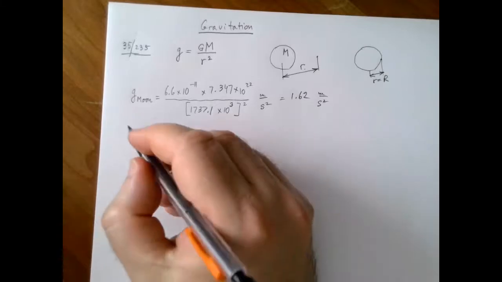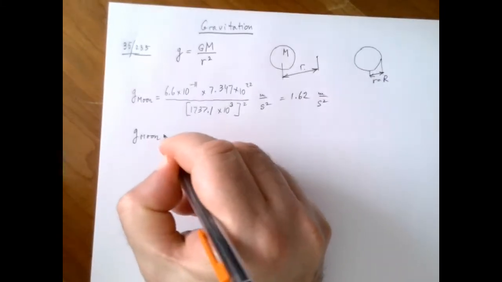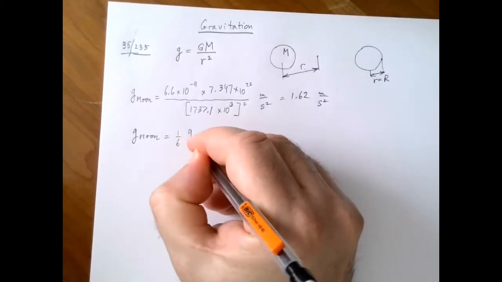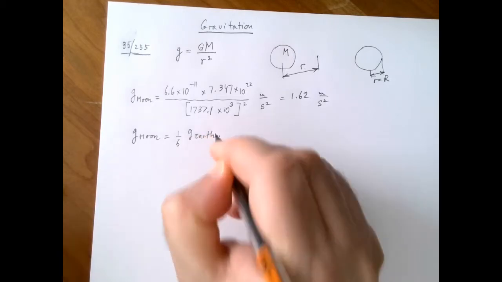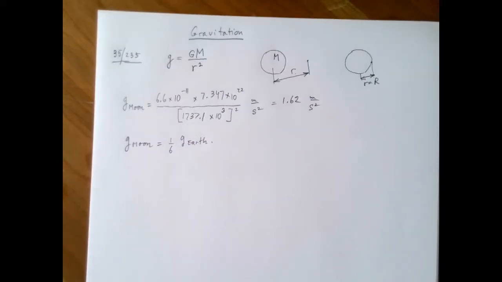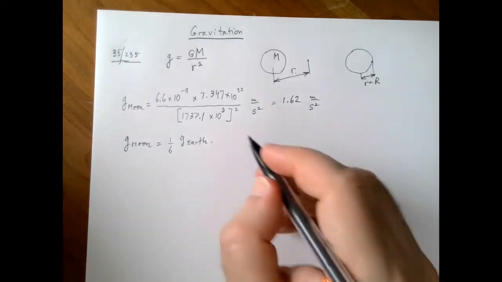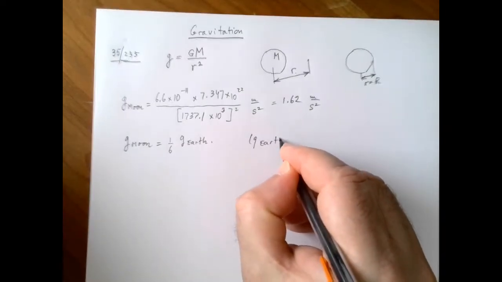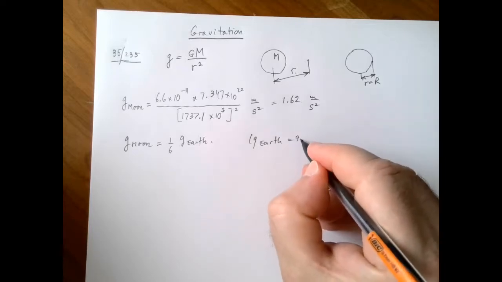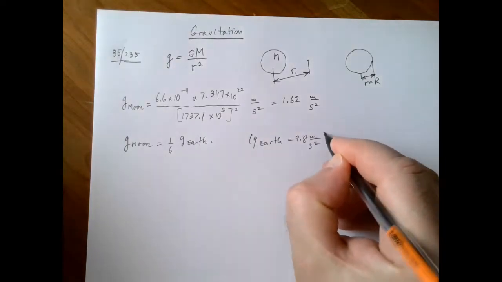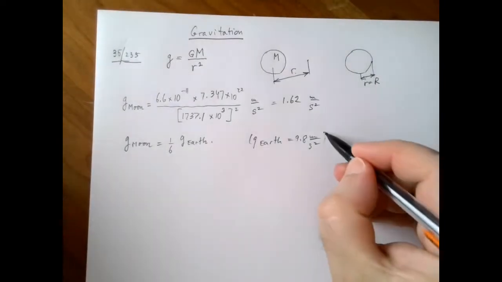So we notice that acceleration at the surface of the moon is about 1/6 of the acceleration at the surface of the Earth, right? The acceleration on the surface of the Earth is obviously 9.8 meters per second squared.